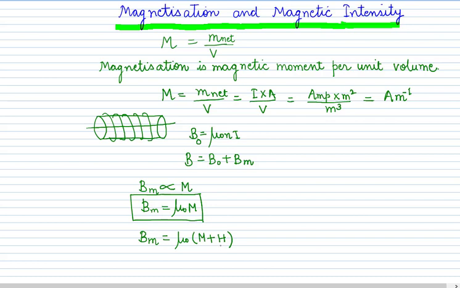So from here we can calculate H. H is the magnetic intensity, or the magnetic field intensity. The full name is magnetic field intensity, but normally we call it magnetic intensity, and it is represented with the symbol H. So if you calculate the value of H, then H is equal to B upon mu naught minus M.